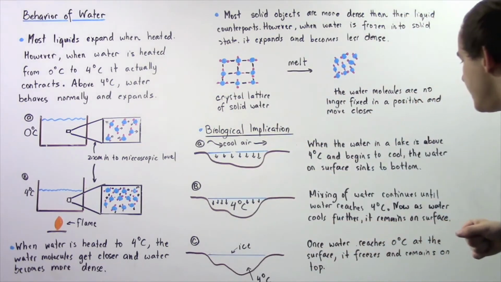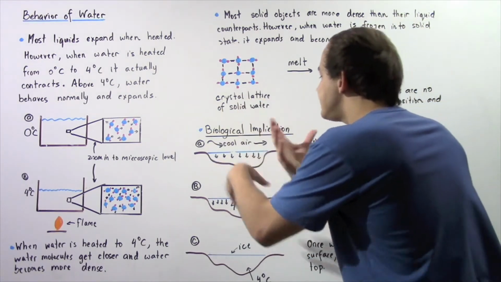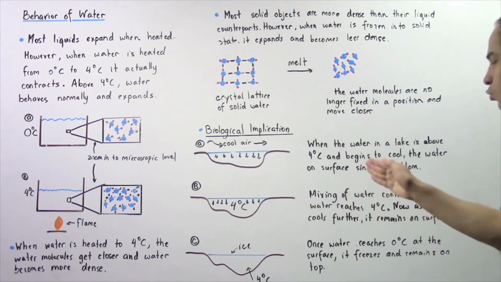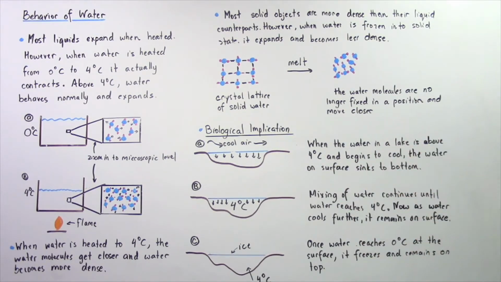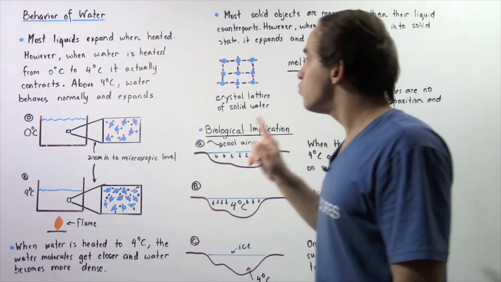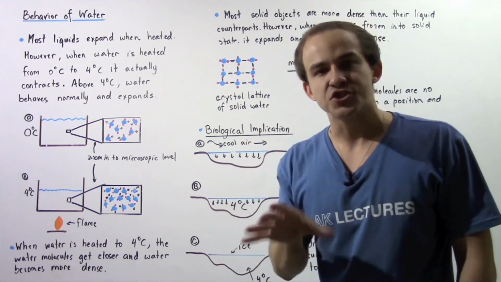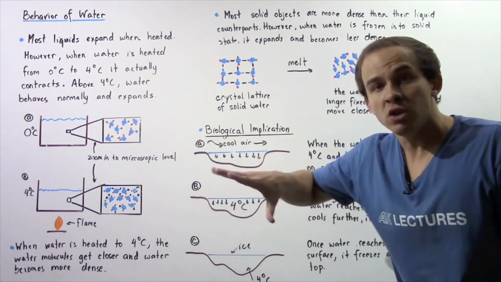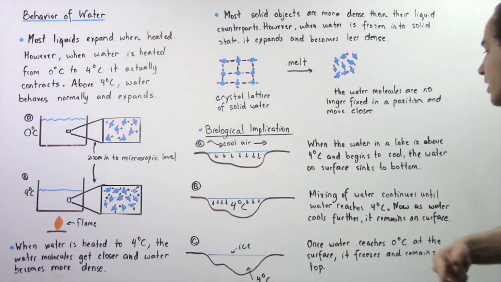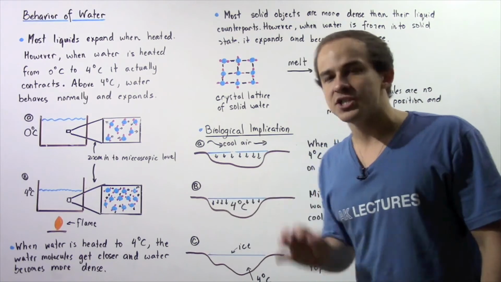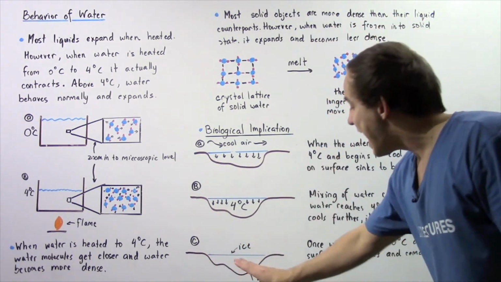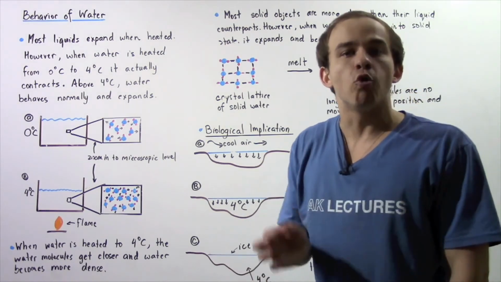Now, let's move on to diagram B. So what will happen is there will be a mixing of this cooler water and the warmer water, and the mixing of water will continue until the water reaches 4 degrees Celsius. Now, as the water cools further at the surface, it will remain at the surface because remember, when water is at 4 degrees Celsius, it is most dense. So the water at 4 degrees Celsius will drop to the bottom, but the cooler water will remain on the top. Now, this will continue until the water at the top reaches 0 degrees Celsius, and then it will freeze over and ice will form on the surface. But at the bottom of the lake, the water will still be at 4 degrees Celsius.